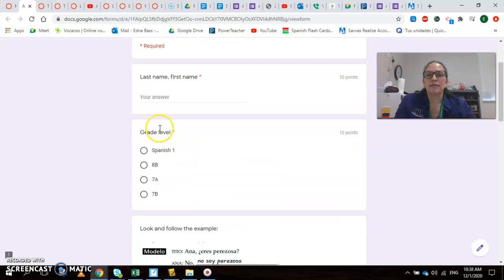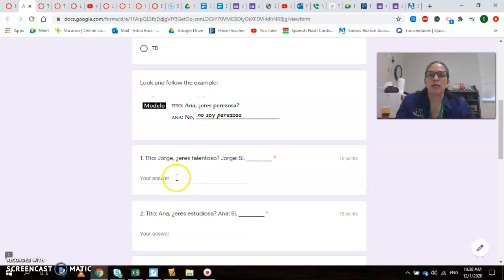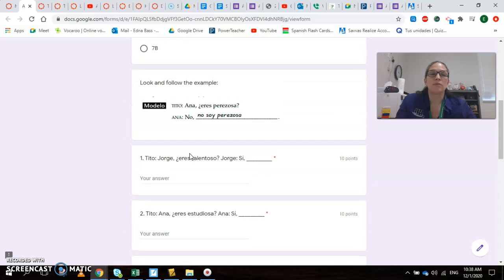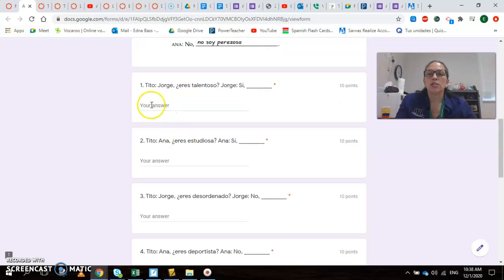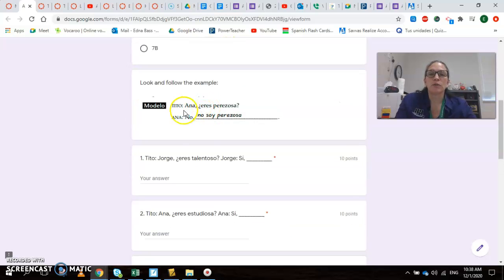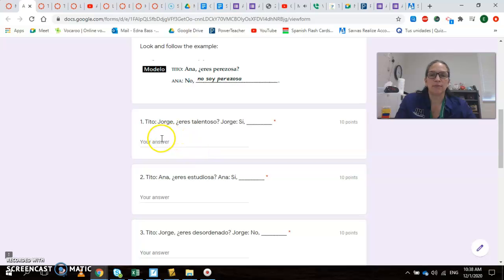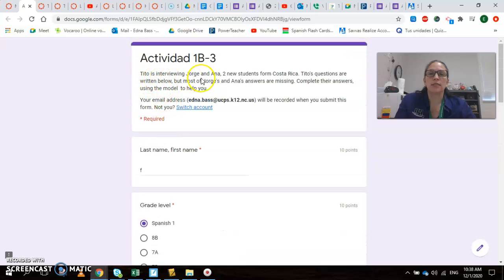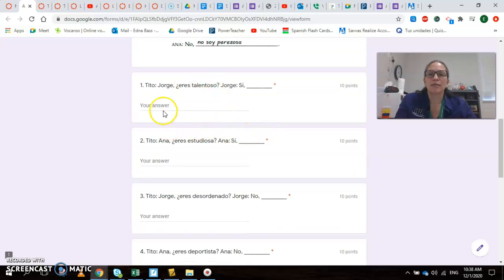Then it says, and let's put something there because it's not going to let me complete. Here's an example of what you're going to do in the first part. No, this has only one part, sorry. So here's an example of what you're going to do here. So it's very simple. You have the direction right here. Tito is interviewing Jorge and Ana and this and that. Okay, you read the instruction. And then you are going to complete these sentences.